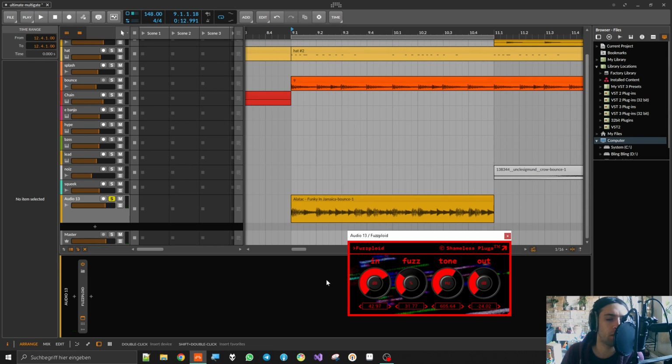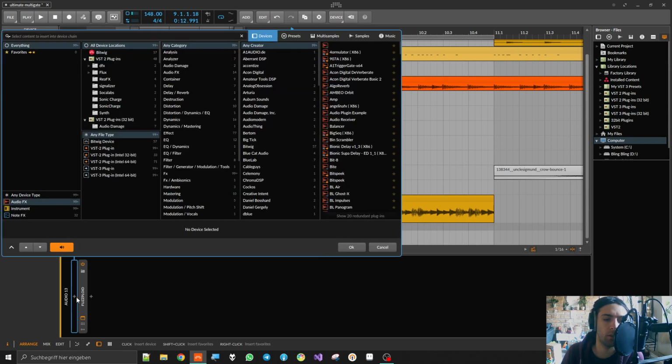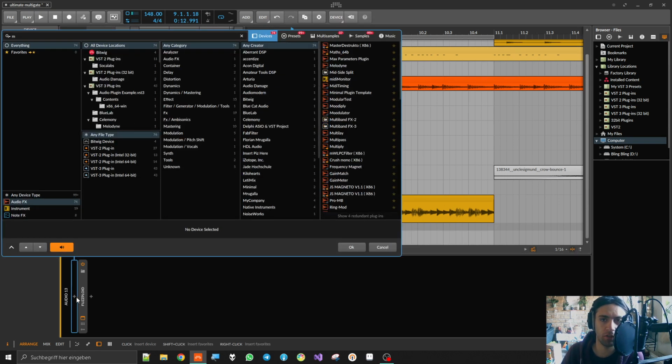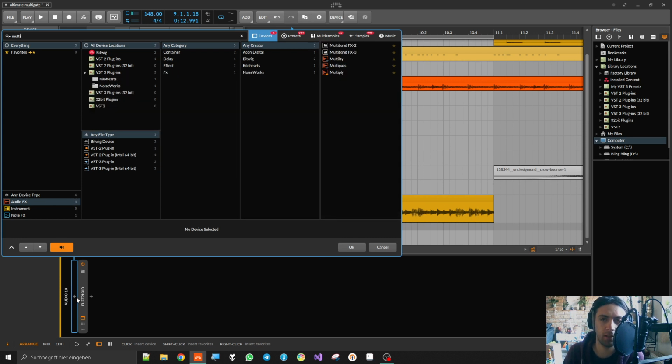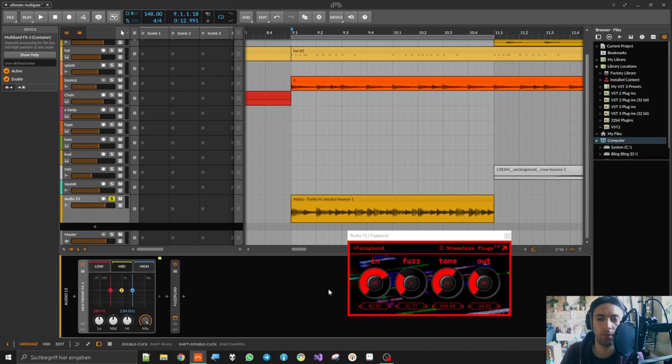I really like what it does to the snare. I'm not so much of a fan of what it does to the kick. So let's just try to split the spectrum a little bit. And only start with the mid-range.